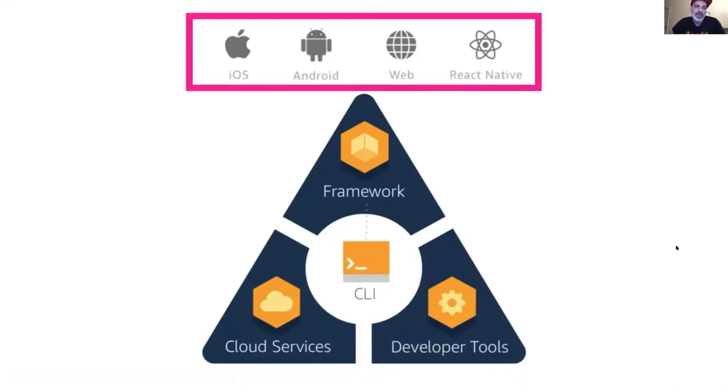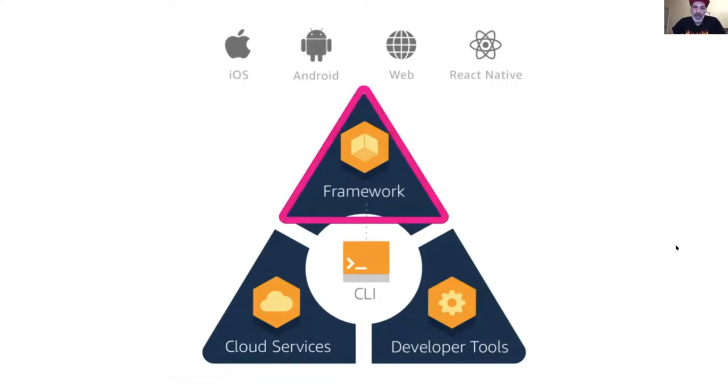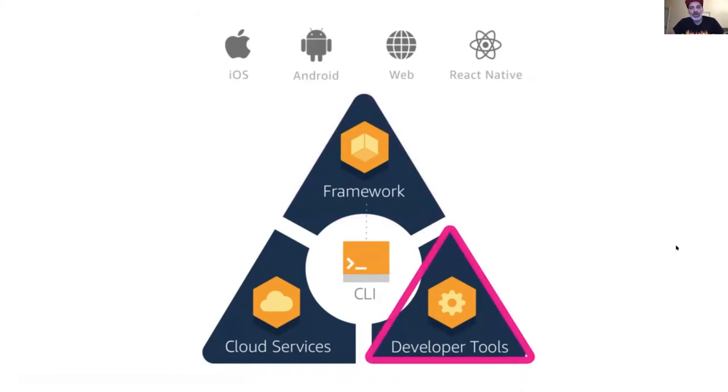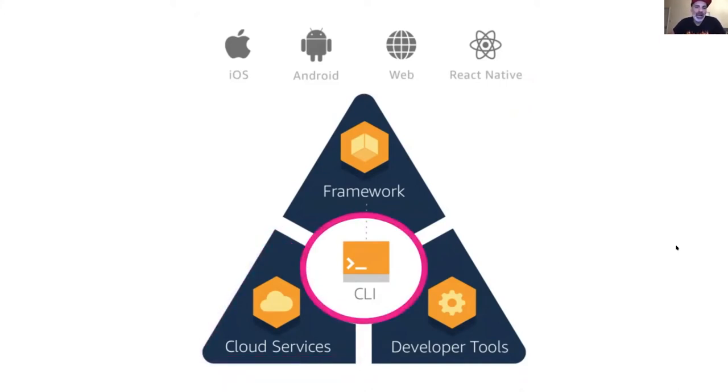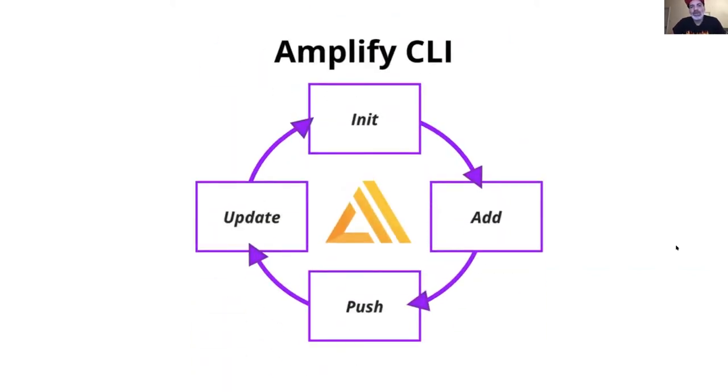So AWS Amplify works for iOS, Android, web, and React Native. These are some options that we offer. And you can see that Amplify is based on the Amplify framework, some developer tools, and then the cloud services. And what we are going to use is the Amplify CLI to run all of the different categories, what we call categories or services. And we are going to add this to our app and amplify its features. So here are some of the commands that you can use on the Amplify CLI. And any time that you start a new project, you will call amplify init. Then you can add what we call categories, which I'm going to introduce later.